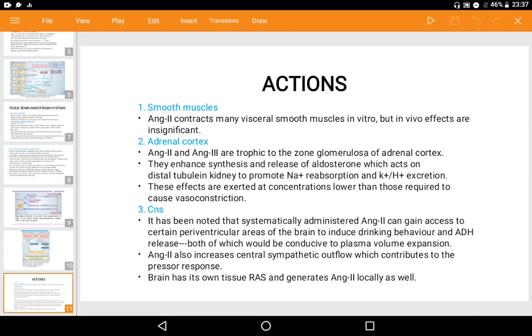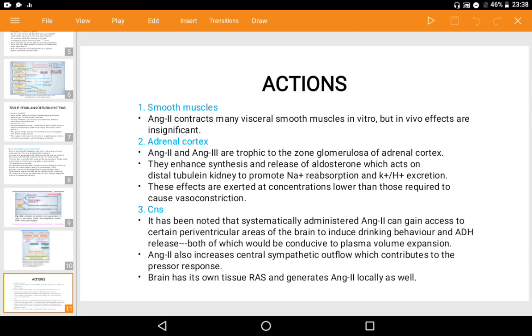Next, actions. Smooth muscles. Angiotensin II contracts many visceral smooth muscles in vitro, but in vivo effects are insignificant. Adrenal cortex. Angiotensin II and angiotensin III are trophic to the zona glomerulosa of the adrenal cortex. They enhance synthesis and release of aldosterone, which acts on the distal tubule in the kidney to promote Na+ reabsorption and potassium and hydrogen ion excretion. These effects are exerted at concentrations lower than those required to cause vasoconstriction.